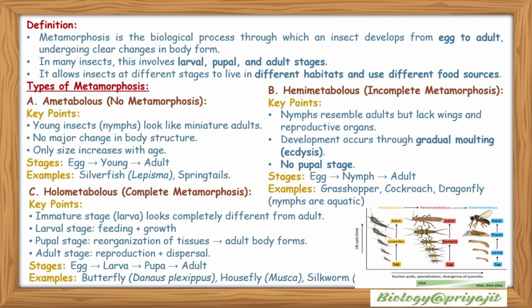Definition: what do you mean by metamorphosis? Metamorphosis is the biological process through which an insect develops from egg to adult, undergoing clear changes in body form. In many insects, this process involves larval, pupal, and adult stages. It allows insects at different stages to live in different habitats and use different food sources.